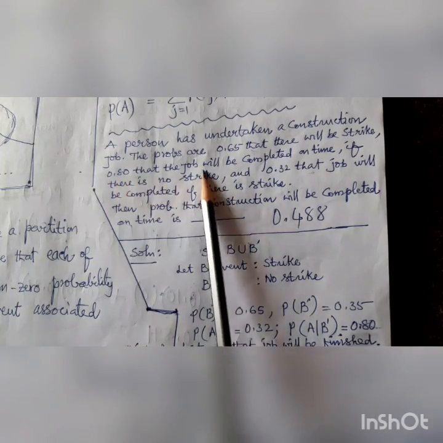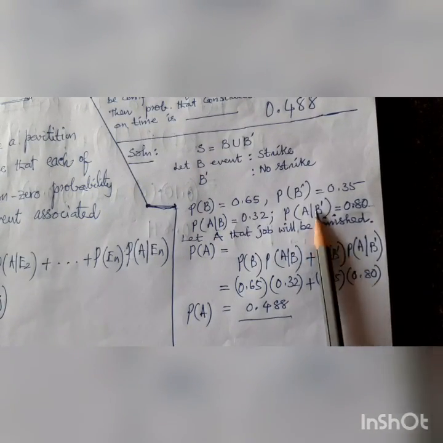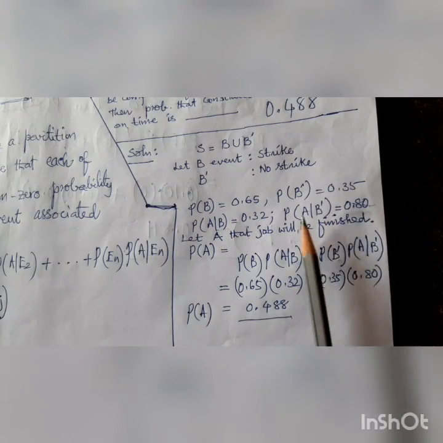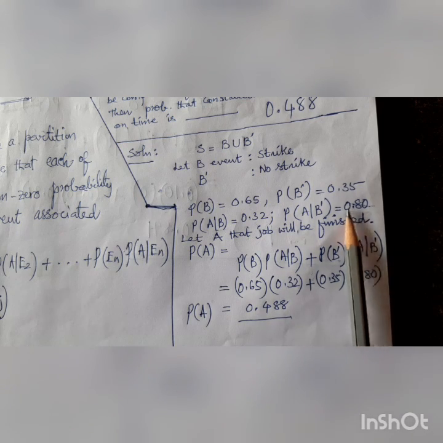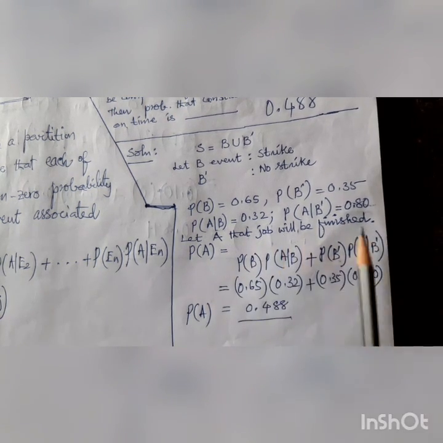The probability that there will be a strike is 0.65. The probability that the job will be completed on time if there is no strike is 0.80. Let A be the event that the job will be finished.